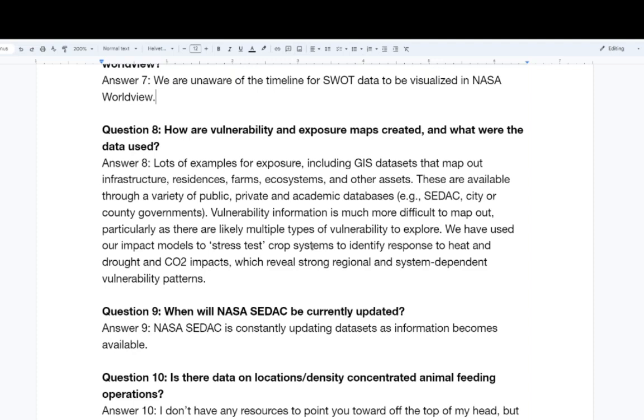Vulnerability information, I would say, is much more difficult to map out, particularly because there's a lot of types of vulnerability to explore. So we have used our impact models to stress test systems, like our crop models, to stress test different crop systems. That means we effectively run our models with increasingly warm conditions, let's say, which allows us to identify the response to heat. And we've done similar things for drought and carbon dioxide impacts. From that, we can reveal strong regional and system-dependent vulnerability patterns that may inform this process. But of course, true on-the-ground measurement is the best thing to do. It's just very difficult because the systems are changing very rapidly. So this, I would say, is probably the most data sparse component of the risk propeller at present.